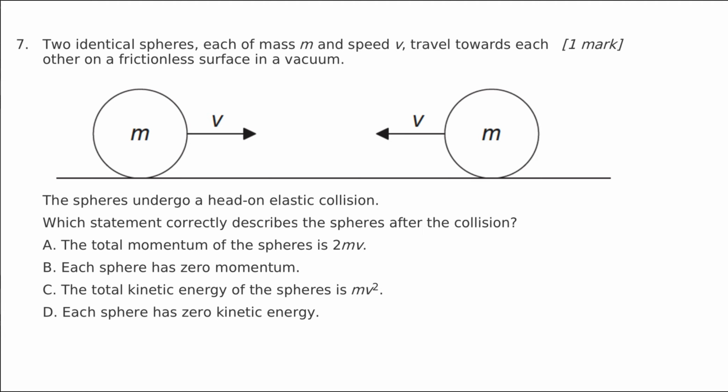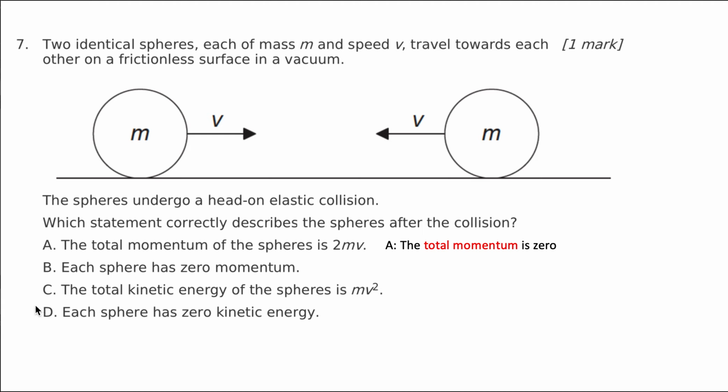Let's go through our statements again. Let's have a think about the total momentum here. We've got plus mv here. Why is it plus? Because we're moving to the right. We've got minus mv here because we're moving to the left. mv minus mv is 0. And so therefore, after the collision, as long as we have no external forces, the total momentum of the spheres should not be 2mv, but equal to 0. Before and after the collision, the total momentum is conserved, and so therefore we must have the same momentum before and after.